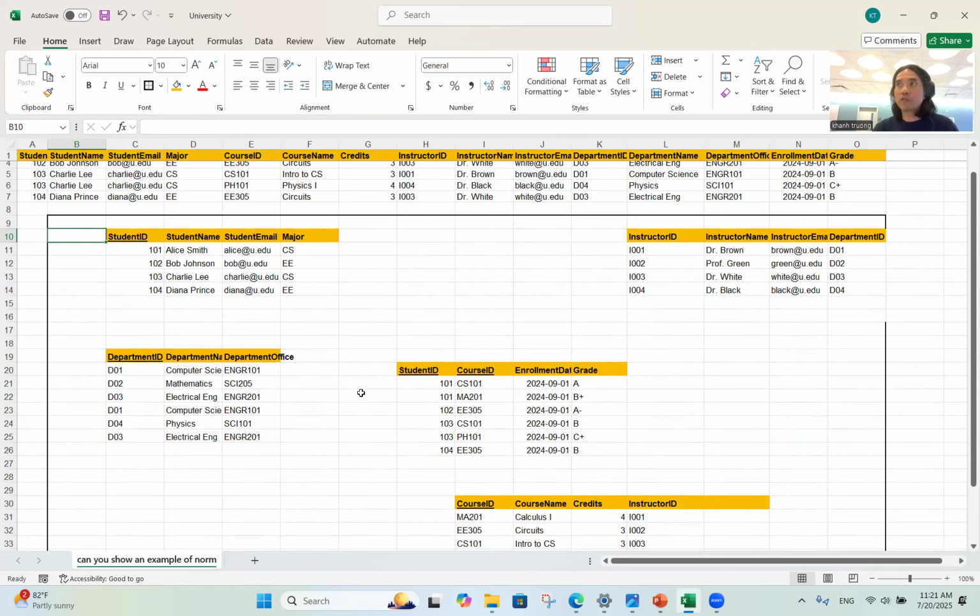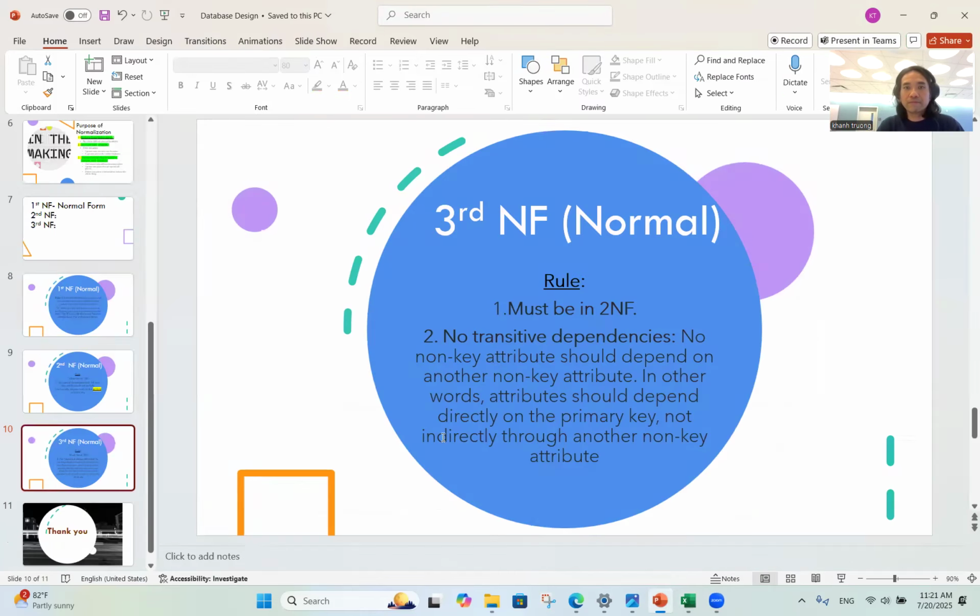And how do we know for sure it's achieved the third normal form? You have to check each of these 5 tables against the rule for the third normal form. Okay, that's it. That's the goal of today's presentation.